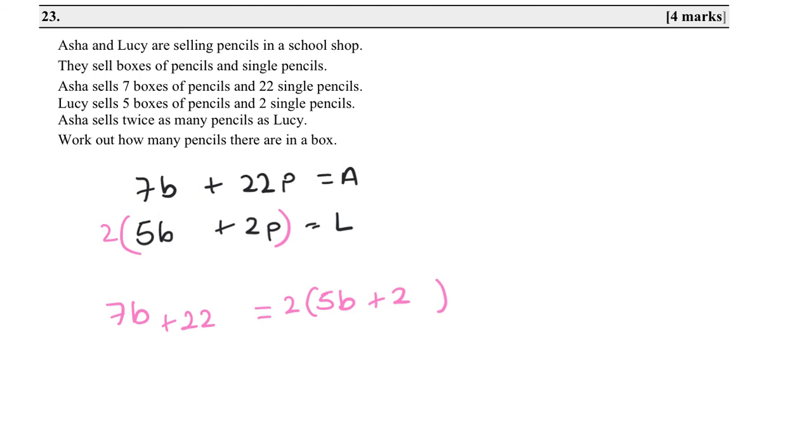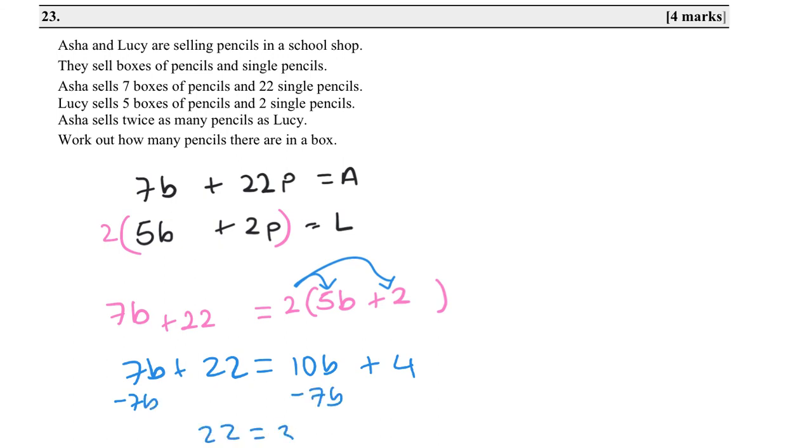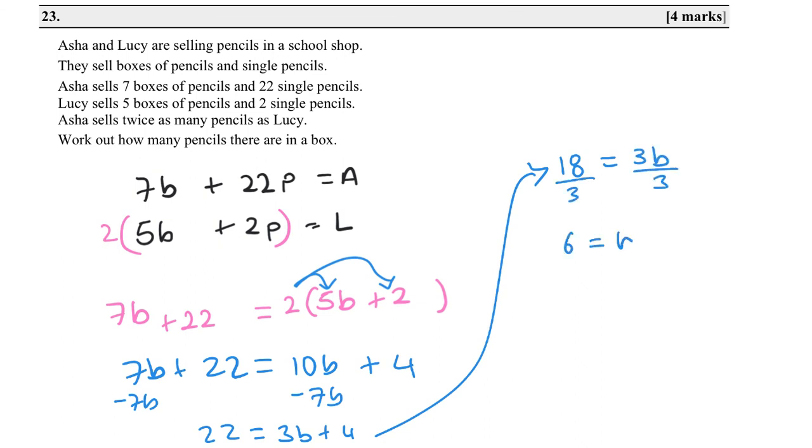So 7B plus 22 equals 10B plus 4. Okay, so now I'm going to minus 7B from both sides. So I get 22 equals 3B plus 4. I'm going to minus 4 from both sides, so I get 18 equals 3B. Divide both sides by 3. 6 equals B. So how many pencils are in a box? There's 6 pencils in a box. Perfect.